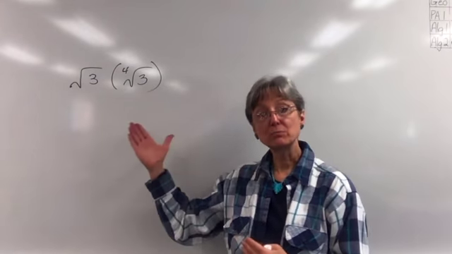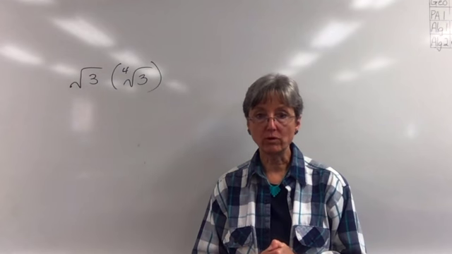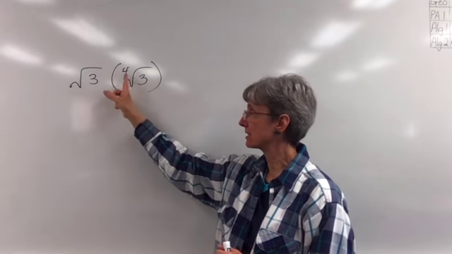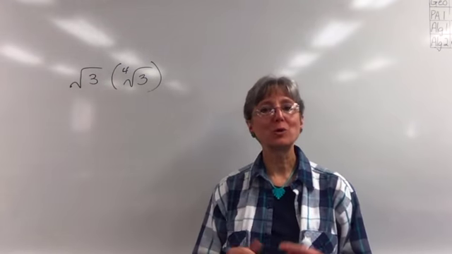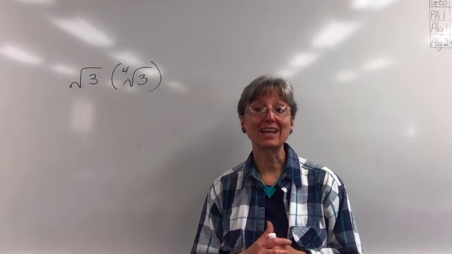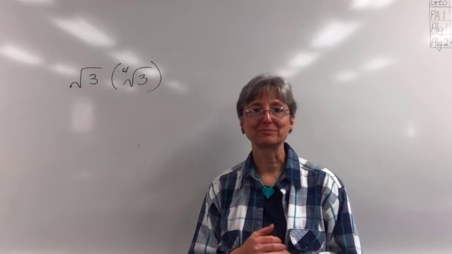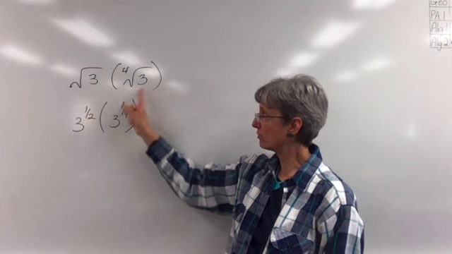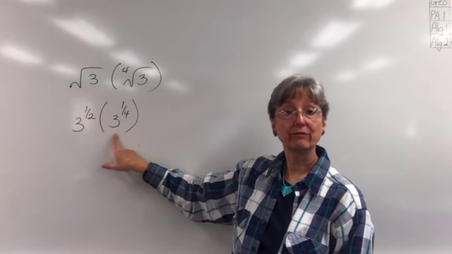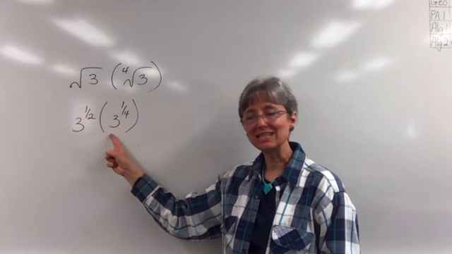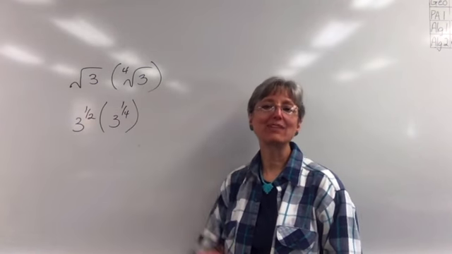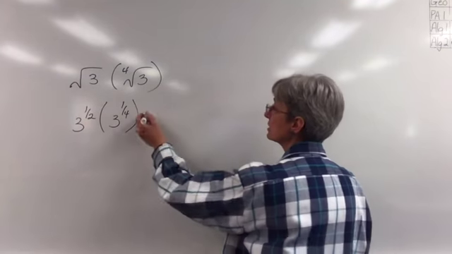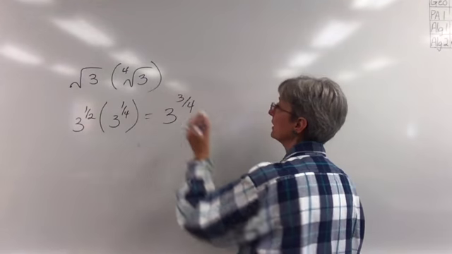Okay, now I'm asked, what's the product of this in simplest form? So I want to multiply these, but they are different indexes. This is fourth root, this is second root. So what I'm going to do then is change them to rational exponents so that I can multiply them. So the square root of 3 is 3 to the power of 1/2, and the fourth root of 3 is 3 to the power of 1/4. Now, since I have the same base and I'm multiplying, I can just add those exponents. 1/2 plus 1/4 is 3/4. So this is 3 to the power of 3/4.